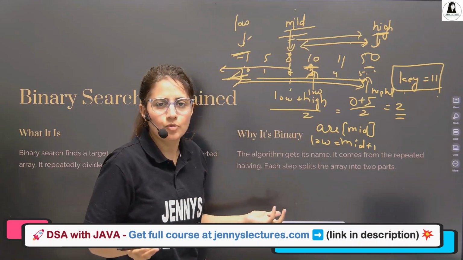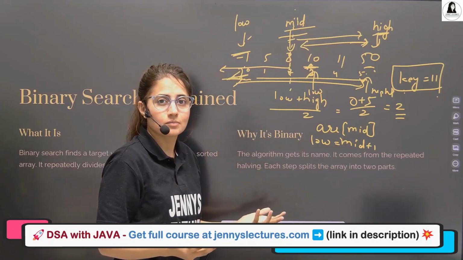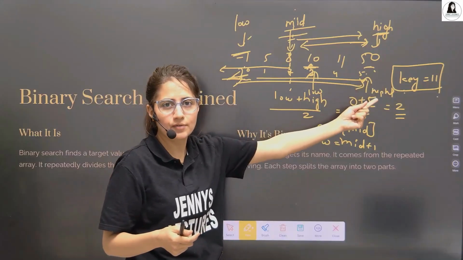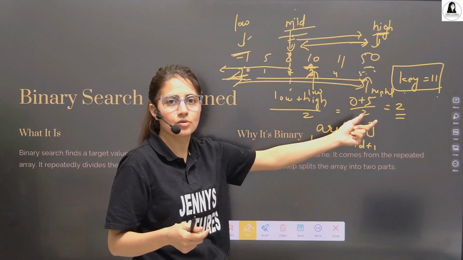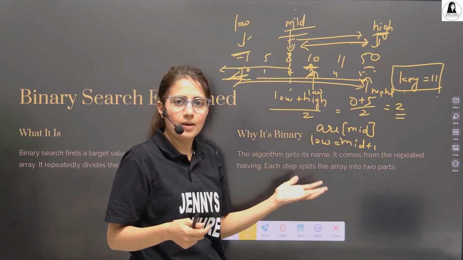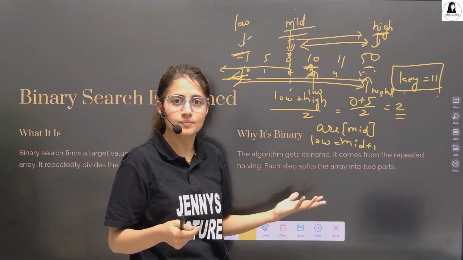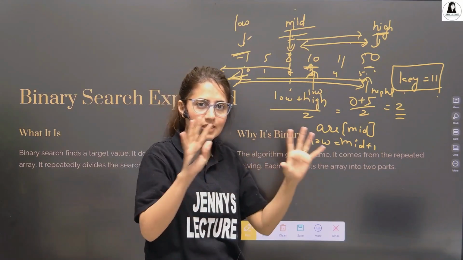Just apply the same approach again: find the mid, and again compare with the mid. Is the target 11 or not? I mean, is the target the same element or not? Again, you have to search either in the right half or the left half because the array is sorted. So this is basically binary search.